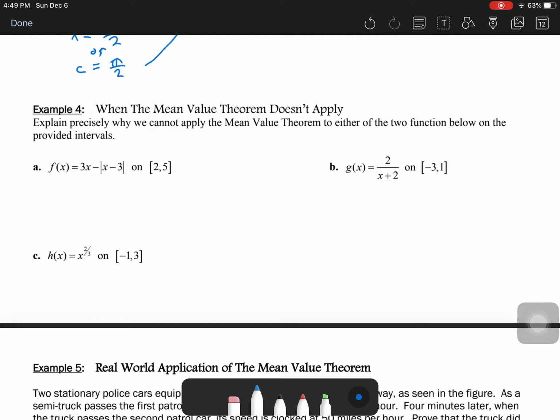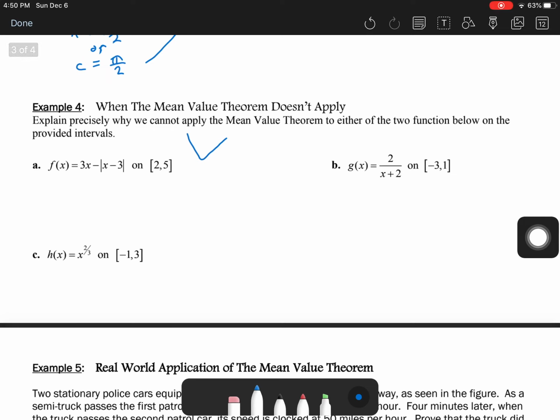So we have to explain precisely why we cannot apply the mean value theorem to either of the two functions below. Looks like we have 3 of them actually here, so any of the 3 here on the provided intervals. Okay, so first of all, red flag is going to be we've got an absolute value function, because we know absolute value functions have sharp corners in them. We want to just make sure that that piece, the sharp corner itself, is going to fall in this interval. Now in this case, because it's x minus 3, it's going to be at 3 is where that x coordinate of 3 is in that interval.